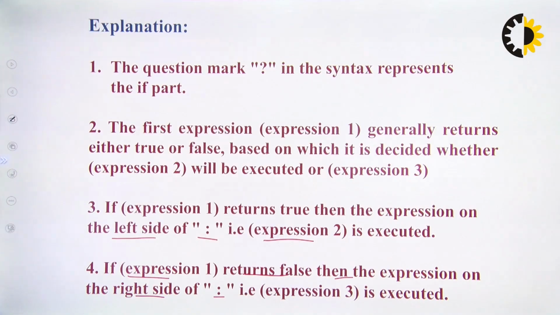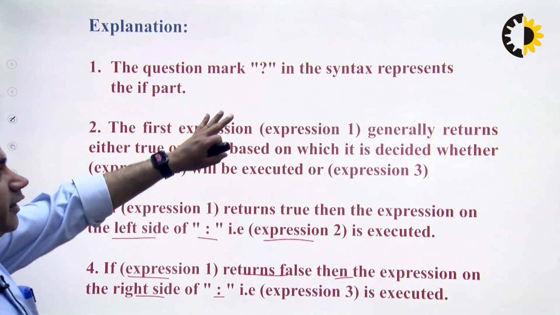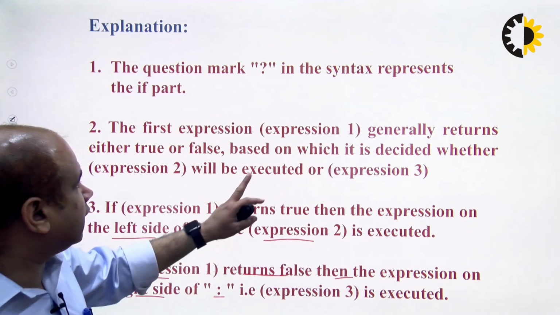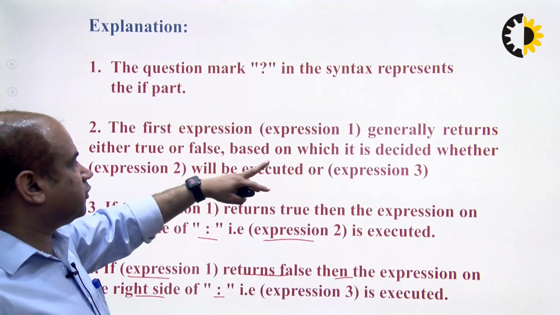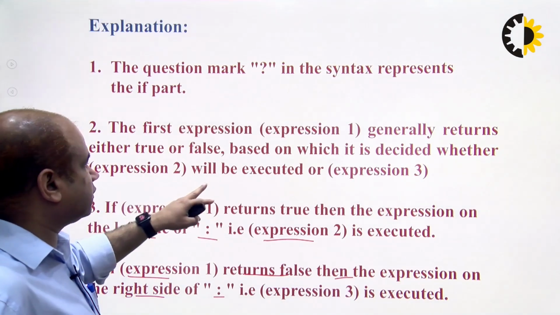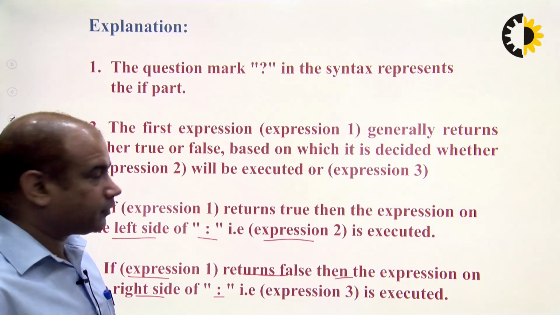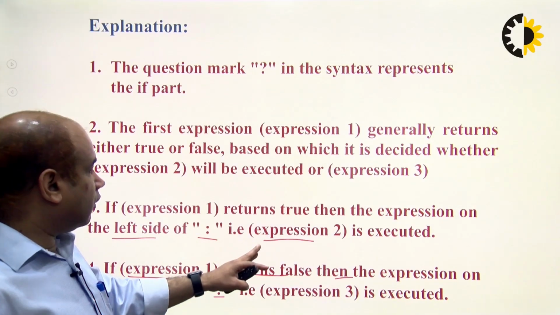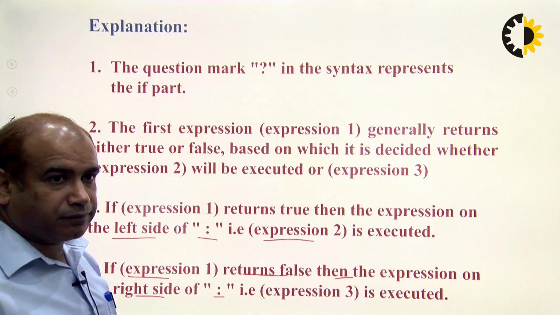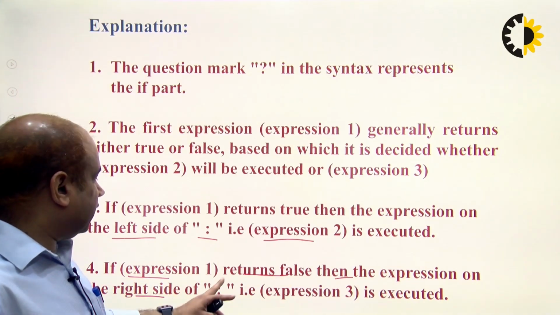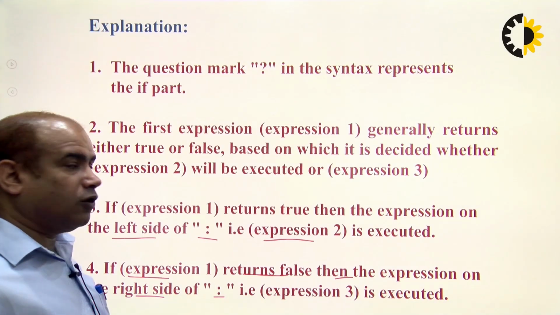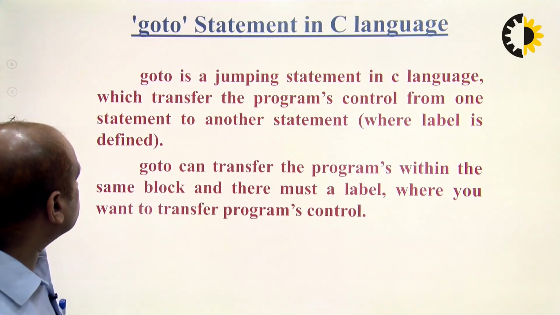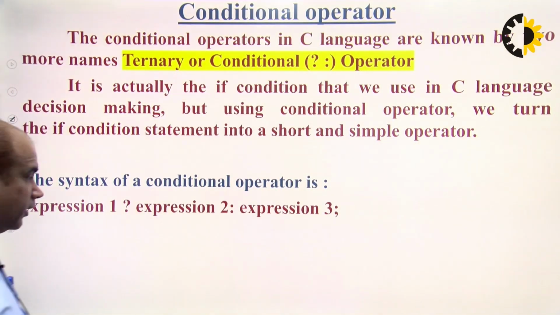The question mark in the syntax represents the if part. Expression 1 generally returns either true or false, based on which it is decided whether expression 2 or expression 3 will be executed. If expression 1 returns true, then the expression on the left side of the colon, expression 2, will be executed. Otherwise, if expression 1 returns false, then the expression on the right side of the colon, expression 3, will be executed. So let us see how it happens.